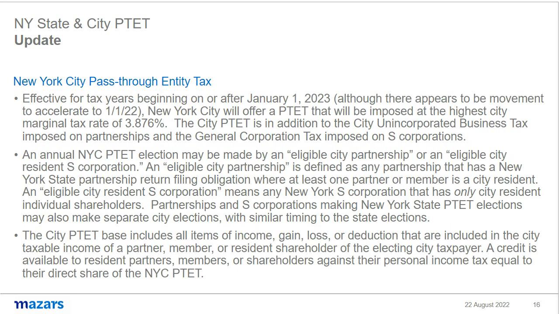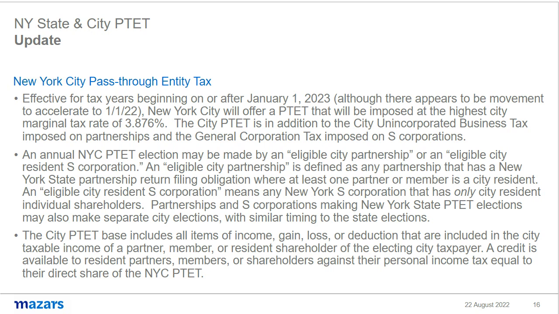New York City has joined the bandwagon, effective for tax years beginning on or after January 1, 2023, although there is some talk that the legislature might accelerate that to January 1 of 2022. The city is offering a PTET imposed at the city highest marginal tax rate, and this PTET will be in addition to the city UBT and the general corporation tax imposed on pass-through entities.